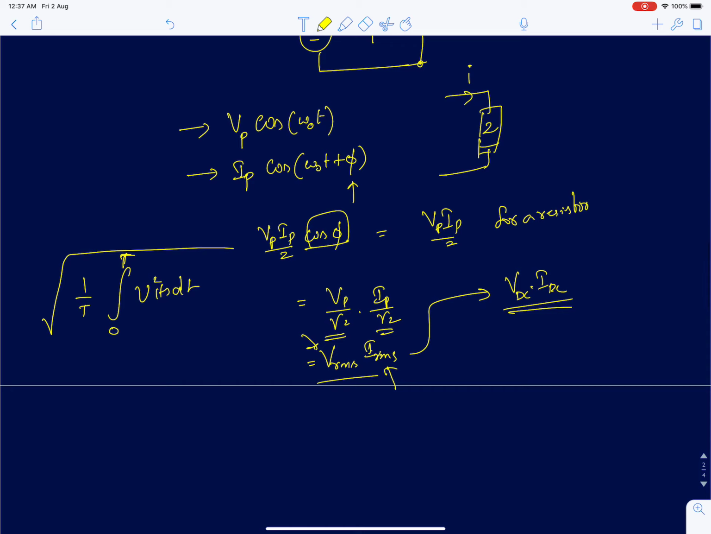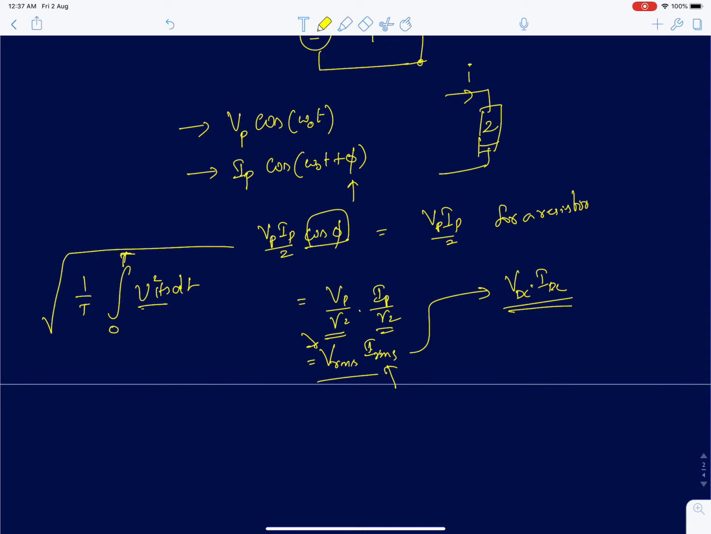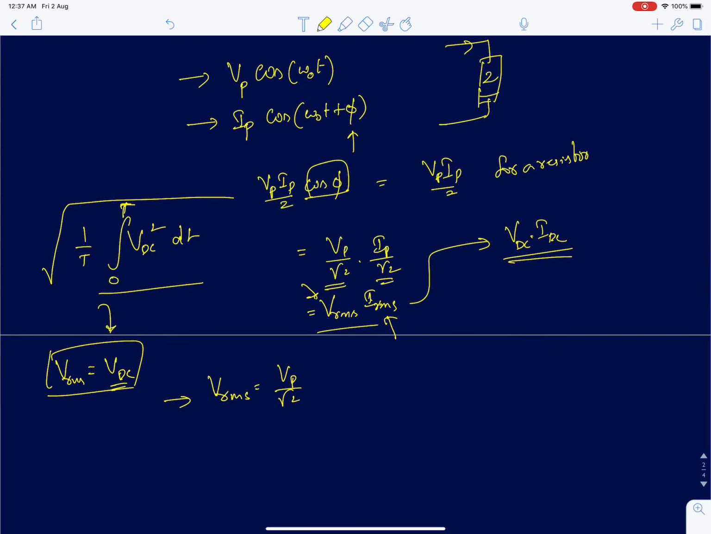For a DC signal, the RMS value will be equal to the DC value itself. Because your DC is going to be constant, let's say I'm going to write it as VDC square. If you integrate this, you are going to get T, the 1 by T will cancel out and you will be left with VDC itself. For a DC signal, Vrms will be equal to DC itself. For any sinusoid of finite frequency, the RMS value is going to be V peak by root 2. Okay, so this is the AC power. This term is what we call AC power.